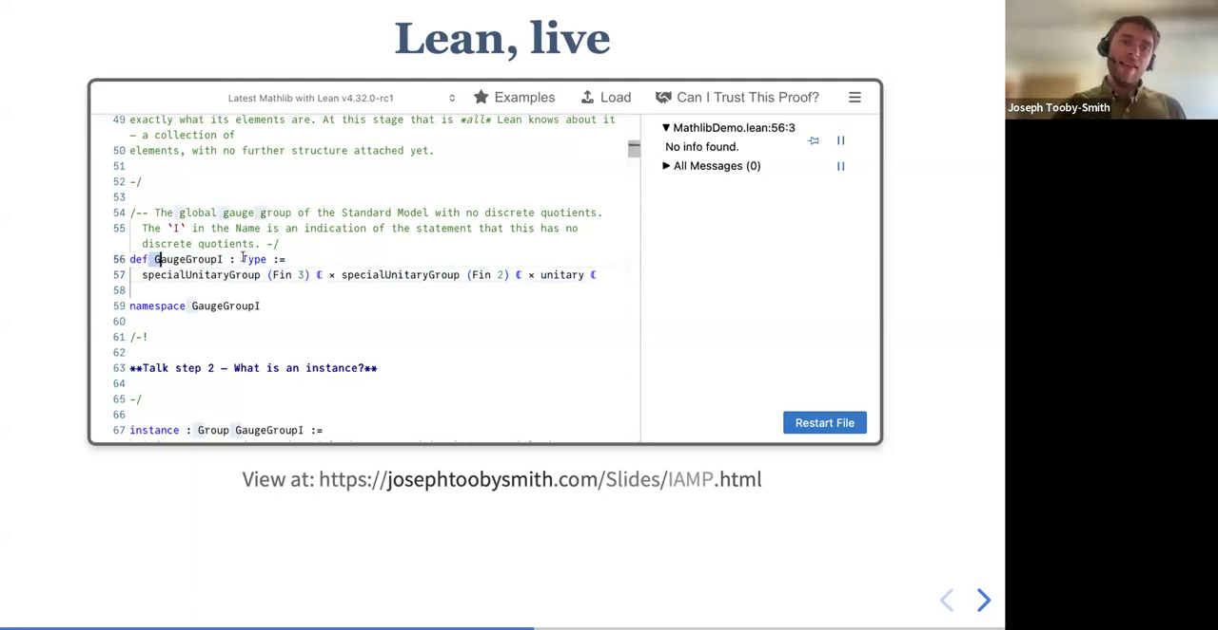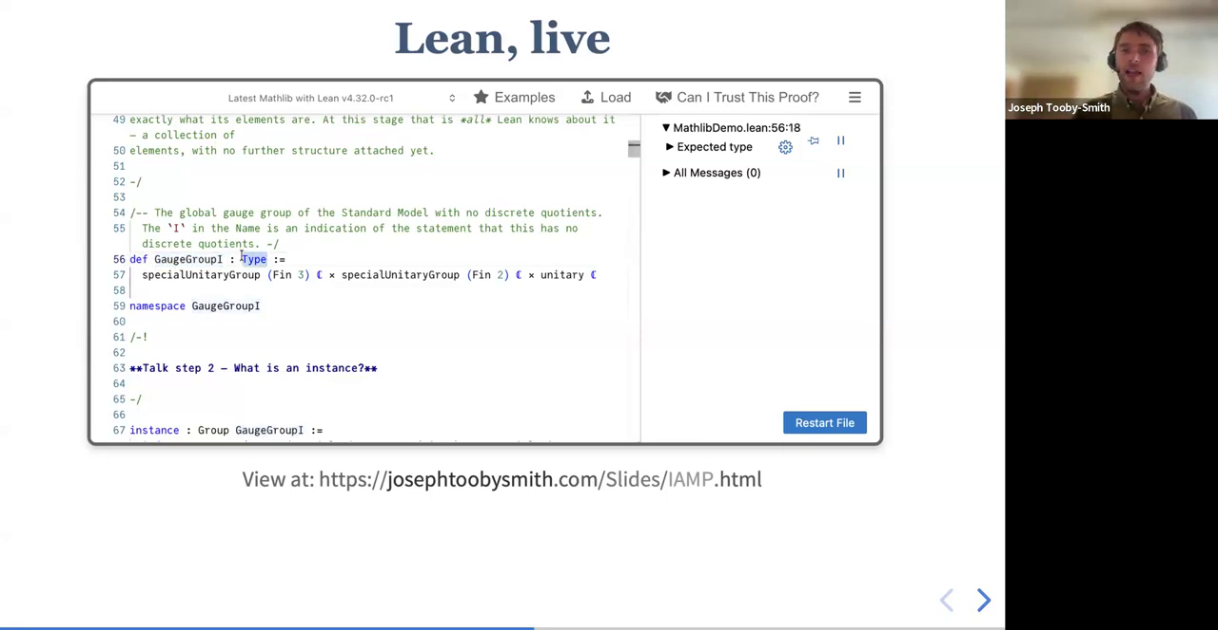So it's saying this is what we're going to call it. We're going to call it gauge group I. The I here, by the way, is because I'm quotienting it by the identity discrete factor. If you know things about the standard model gauge group, it's only defined up to a discrete quotient. This is to say I'm taking the identity quotient.